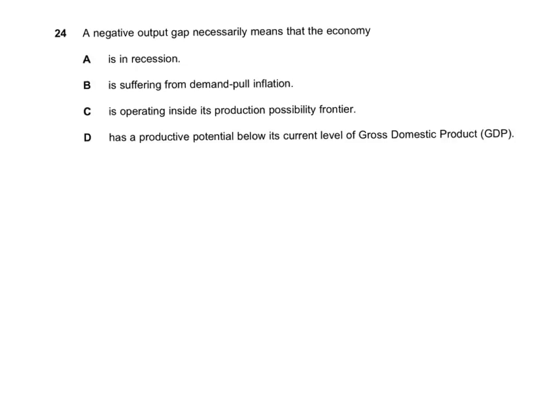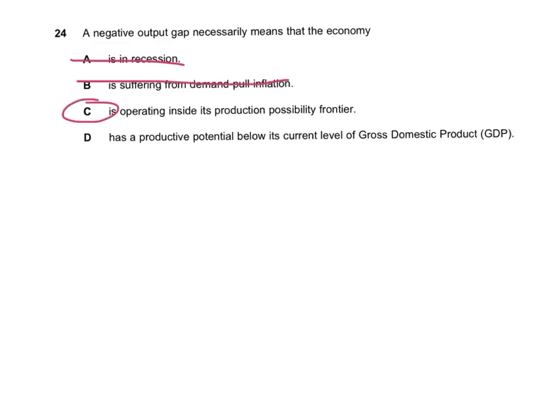Okay, here, a lot of people might just think A straight away, but it's not. A negative output gap does not mean we're in recession. It just means we're growing at a slower rate than we are capable of growing, or we're predicted to grow, so that's wrong. Right, B is suffering from demand pull inflation. That's wrong because you're going to get inflation potentially when there's a positive output gap.